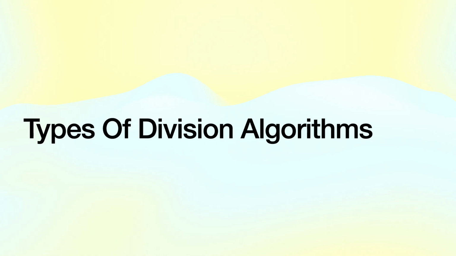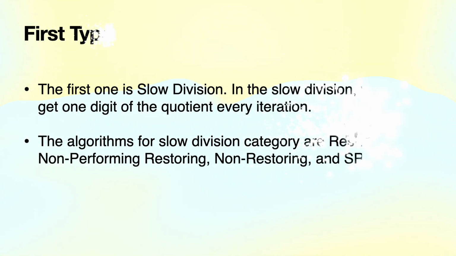Types of division algorithms. The first one is slow division. In slow division, we get one digit of the quotient every iteration. The algorithms of the slow division category are restoring, non-performing, restoring, non-restoring, and SRT, that is Sweeney, Robertson, and Tocher division algorithm.